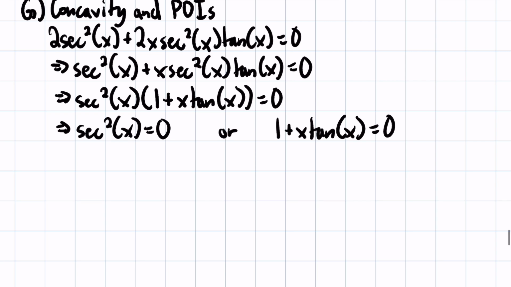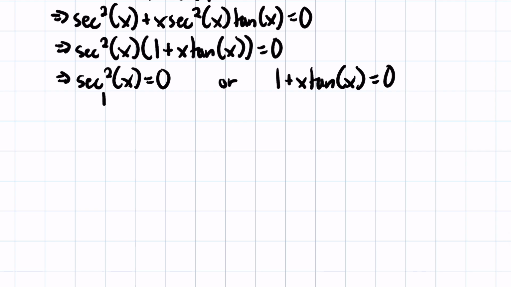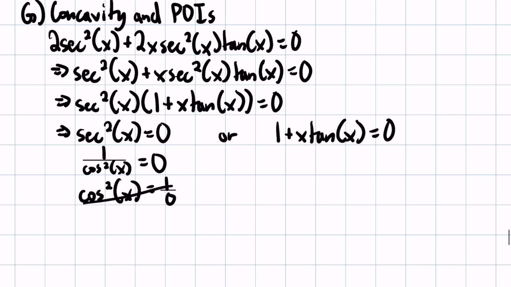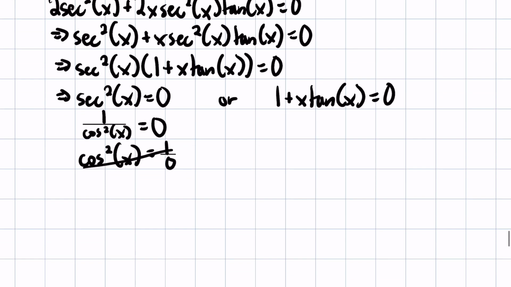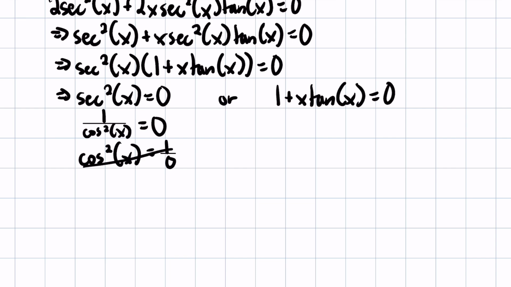Now, secant squared of x equals 0 means 1 over cosine squared of x equals 0. So we can flip that around to get cosine squared of x equals 1 over 0. Cosine's defined everywhere, right? 1 over 0 would mean like infinity or negative infinity or just generally undefined. And cosine is defined everywhere. So this is not possible. That branch of this doesn't give us any inflection points. Now, we could possibly get inflection points from this. We just need to work it out.